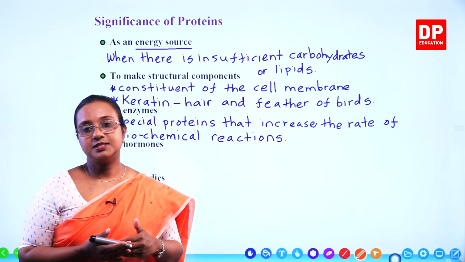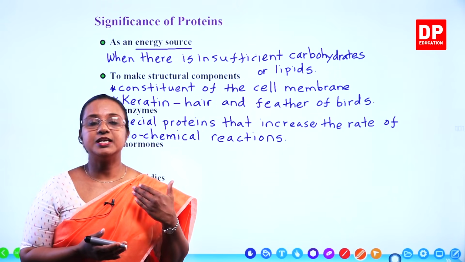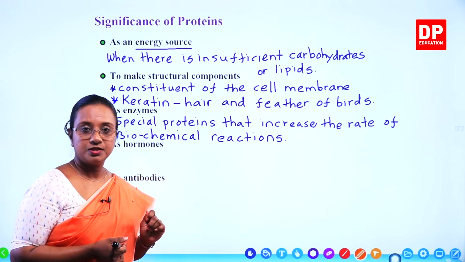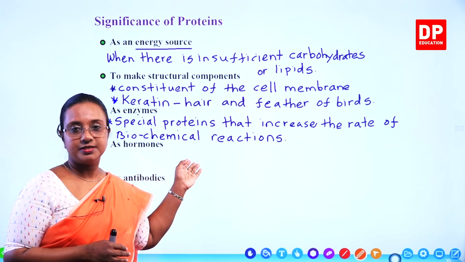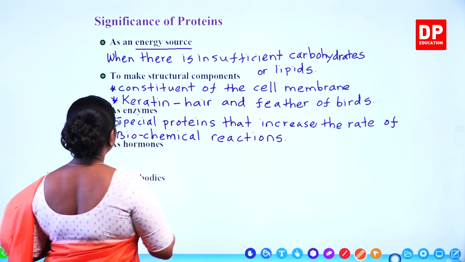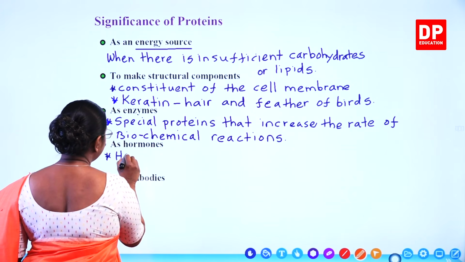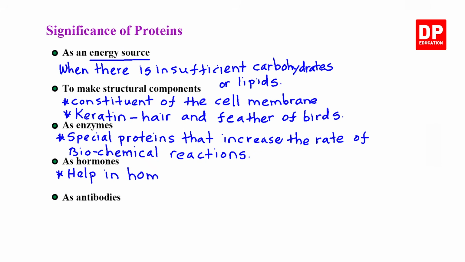And these substances that are involved in and carry out homeostasis and coordination are known as hormones. There are some hormones that are made up of proteins. So, as hormones, these help in homeostasis and coordination.